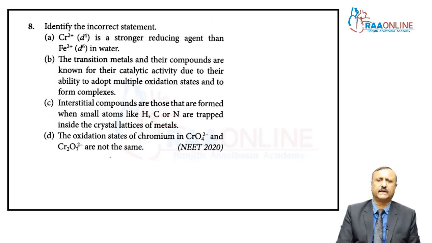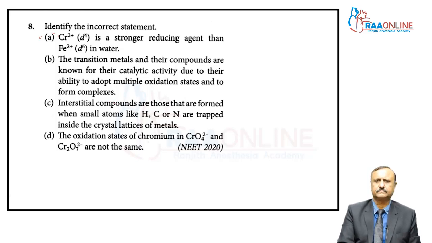First of all, you can see the A option, chromium plus 2, d4 is a stronger reducing agent than Fe plus 2, d6 in water. My dear students, stronger reducing agents are themselves oxidized. It means chromium ions are converted into other ions, Cr plus 3, Cr plus 4 ions.